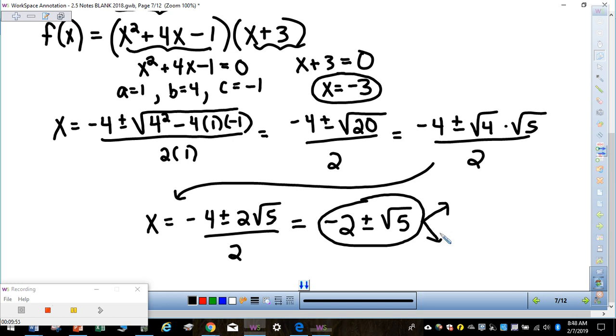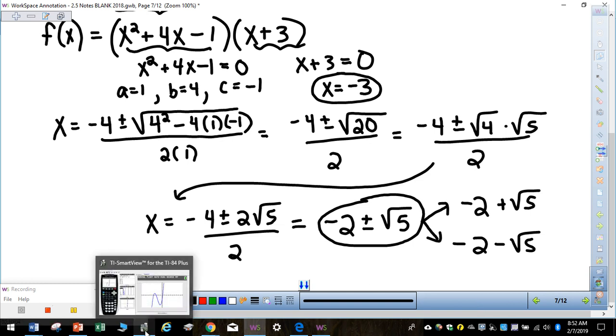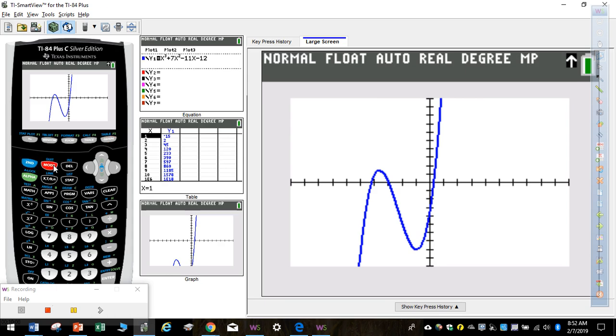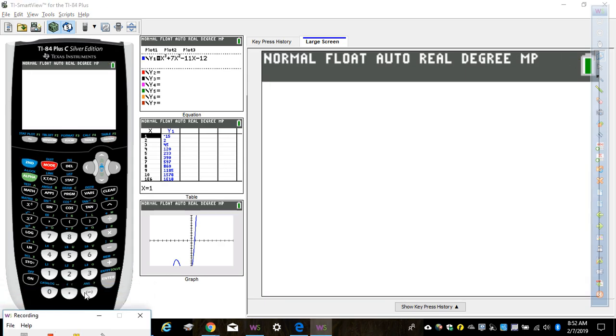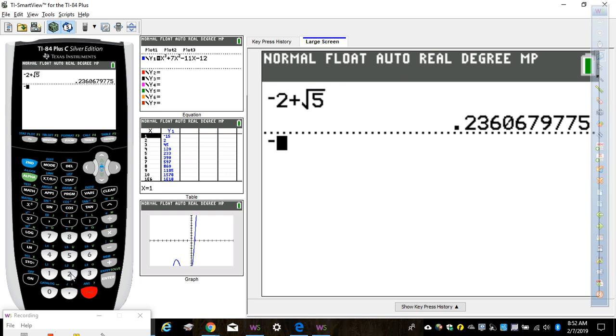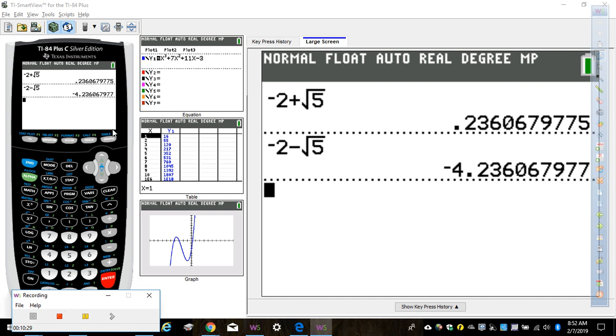Now, we've written them together using that plus or minus sign, but I want you to see that it really represents two different values. So we've got negative 2 plus square root 5, and we've got negative 2 minus square root 5. So there's our three zeros, which makes sense for having a degree of 3. One final thing I want to show you in this problem, if we were to take the negative 2 plus square root 5 and negative 2 minus square root 5, the decimal approximation we get here is about 0.24 and negative 4.24. Well, that's the location of the other x-intercepts we saw.